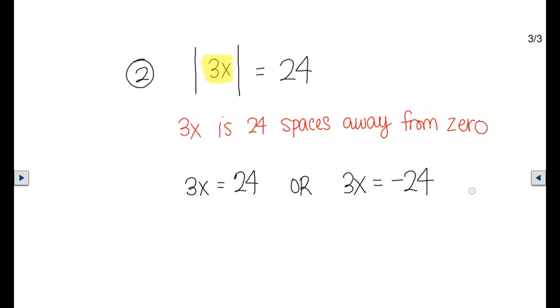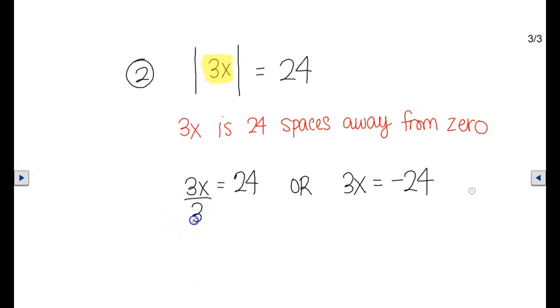So based on what this equation is telling me, the absolute value of 3x is 24, 3x is 24 spaces away from 0. That means that my 3x that I see inside of these bars could be 24, or this 3x that I see inside the absolute value bars could be negative 24. Now I want you to notice that right now we don't know what x is. We know what 3x is. So what we would need to do at this point is solve each of these equations for x. Pretty simple to do though.